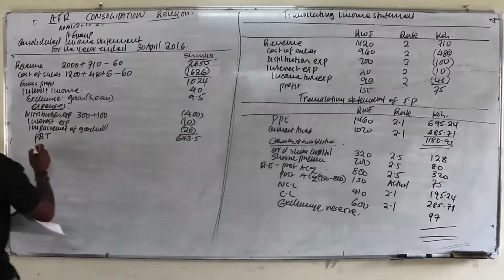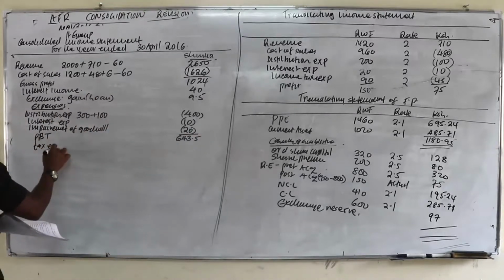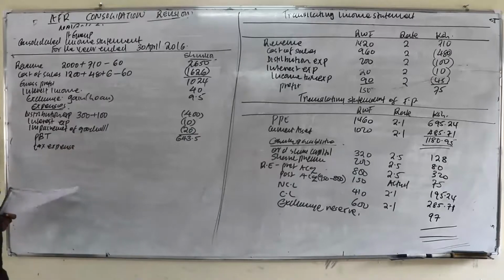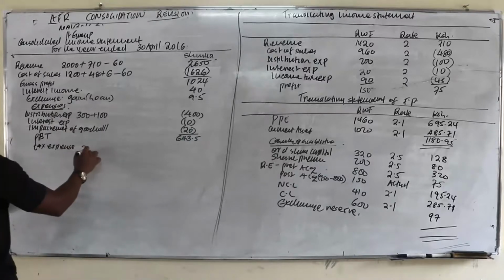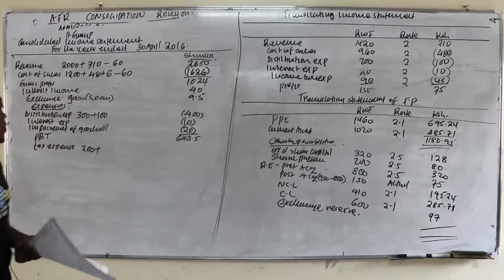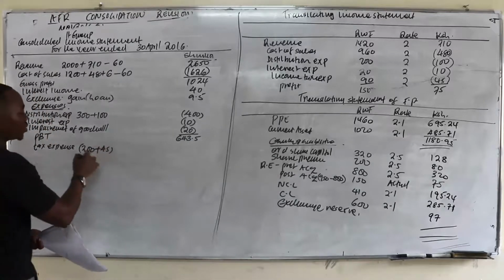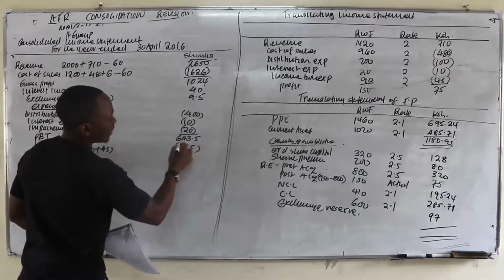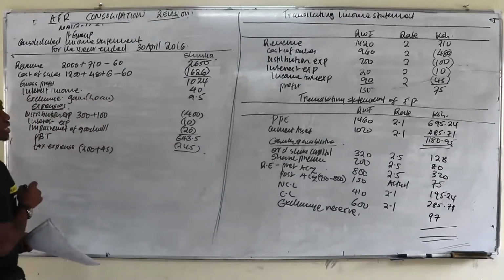43.5. Then we raise the tax expense. What do we have for the tax expense? 200. Then you add the translated one. How much is the tax expense? 45. So we had a tax of 245. You get 390.